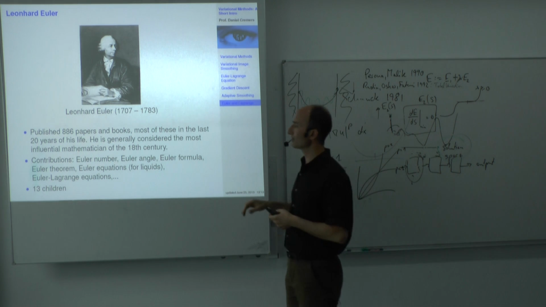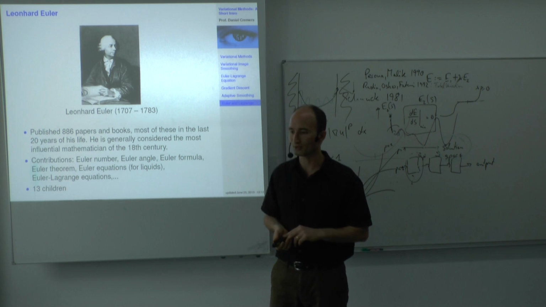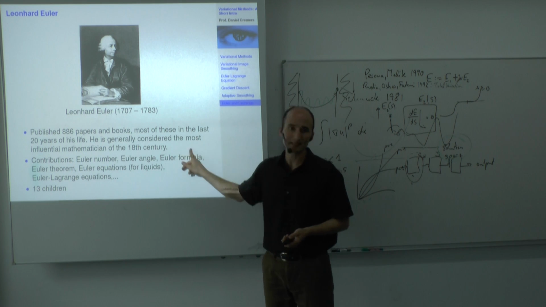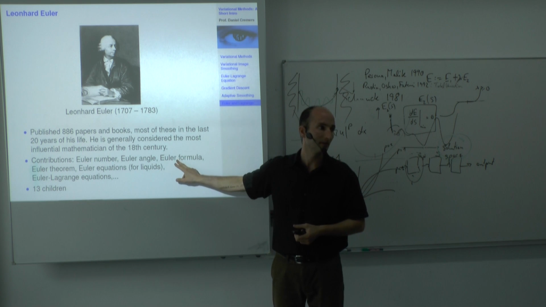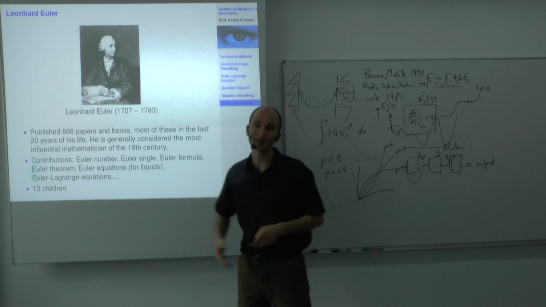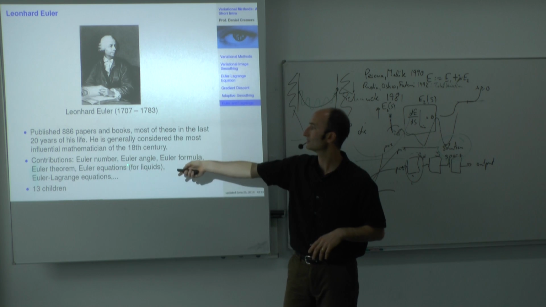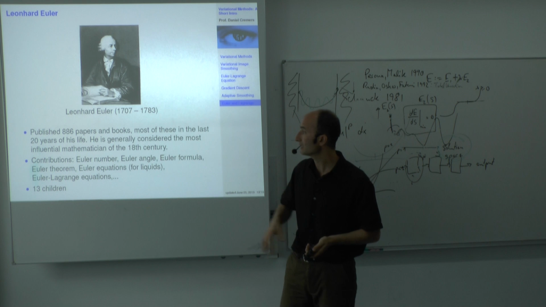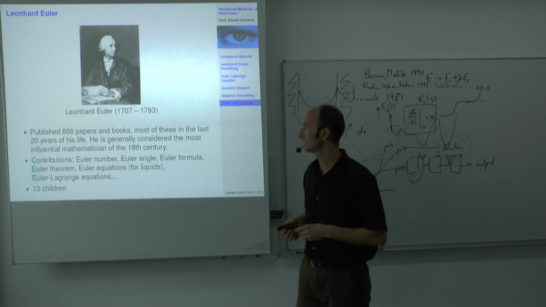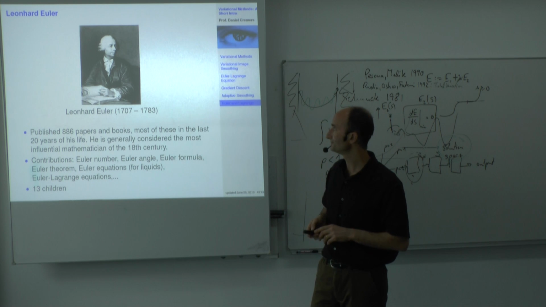And you may know a lot of the contributions he made. So the Euler number, for example, the little e that you all know, the Euler angle, Euler formula, Euler theorem. Typically, when someone says Euler formula, you have to check which one, because there's lots of Euler formulas. So, not surprising if you have 1,000 papers on a lot of important topics. There's lots of equations, the Euler theorem, Euler equations. For liquids, for example, there are so-called Euler equations that govern the motion of liquids, fluids, and the Euler Lagrange equations here. This is Euler.